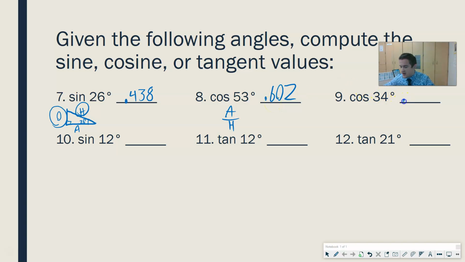Cosine of 34 degrees is 0.829. I'm just plugging these in my calculator at this point. Again, this is what it'll look like in my calculator. It's inverted for you, but I just type in, so for this next one, sine of 12, which is 0.208. Tangent of 12 is 0.213-ish. Tangent of 21 is 0.384. So if I give you an angle, you can use your calculator to find what those trig ratios would be, what those decimals of those fractions would be.